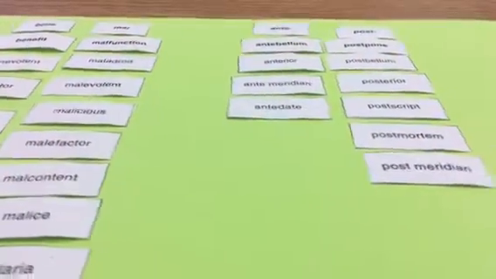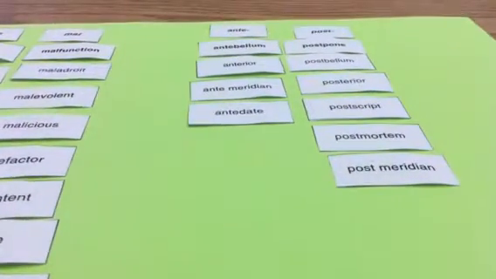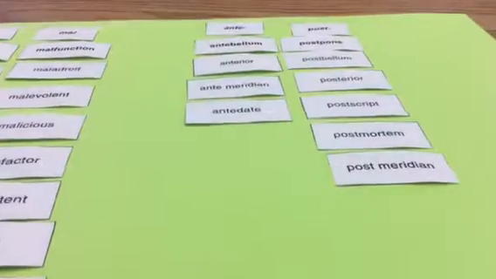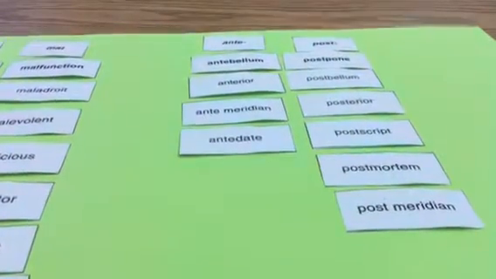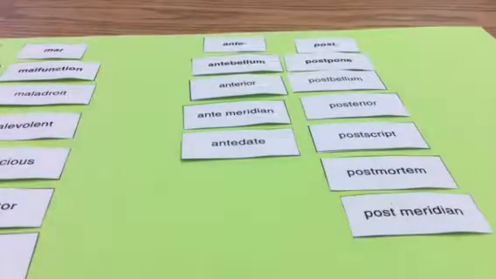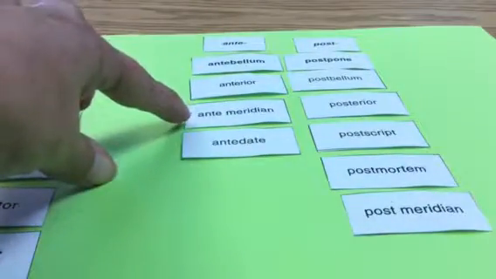And then we have words that have ante and post. So again, this means before and this means after. So antebellum means before a war, could be any war, Civil War, Revolutionary War. Anterior is the front of something. Antemeridian has to do with the time.